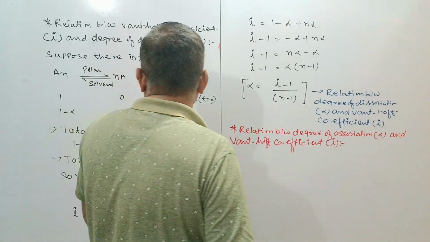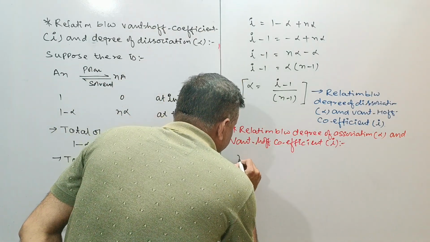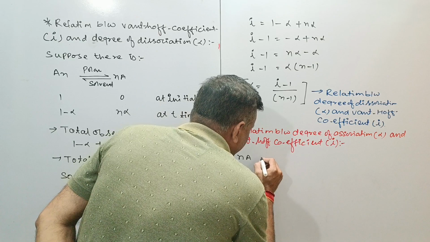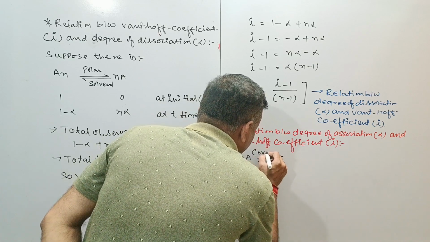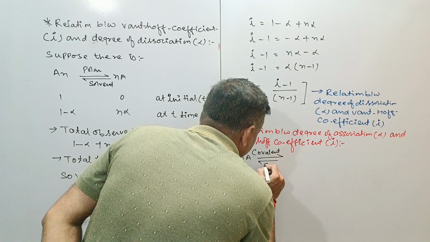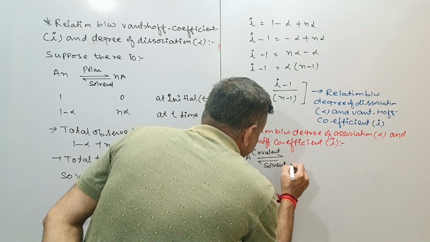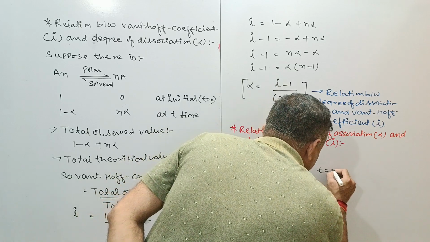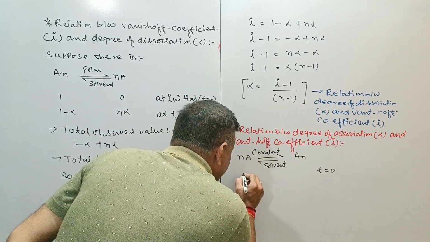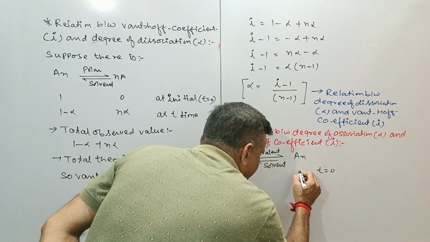So we can take n of A particle in the presence of covalent solvent changes into A of n when time t is equal to 0, means at initial it will be 1, then 0.